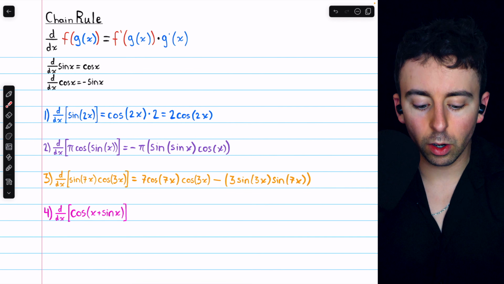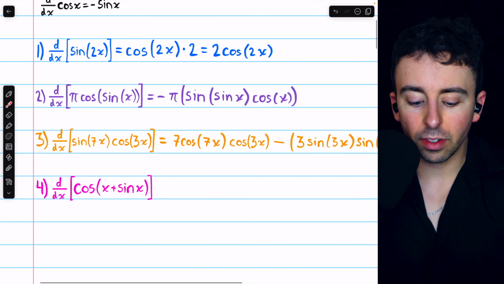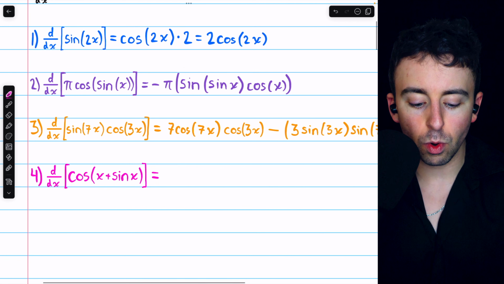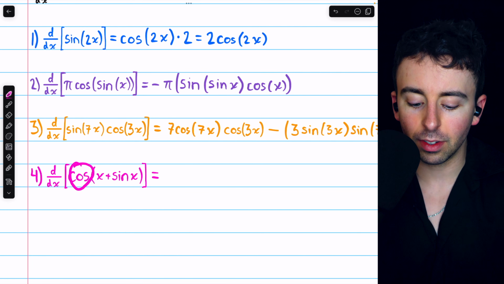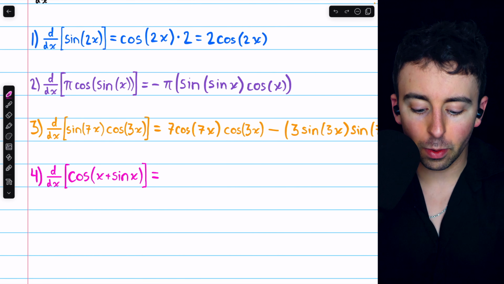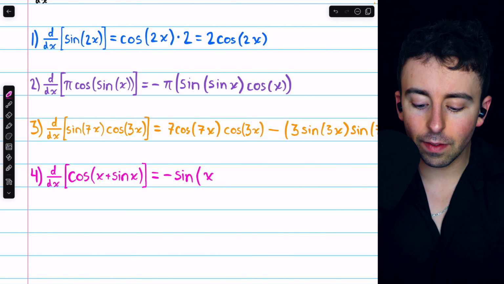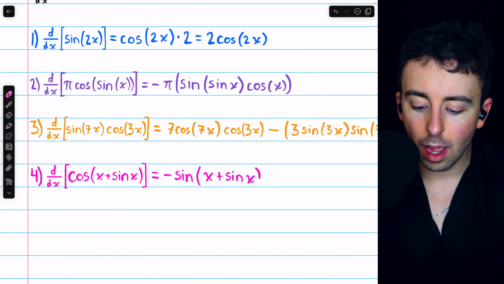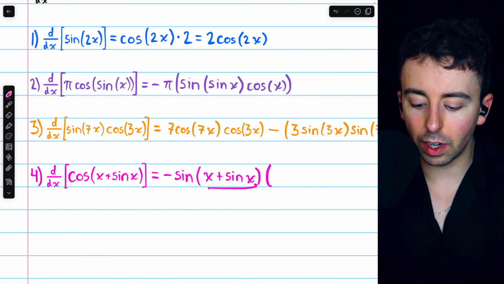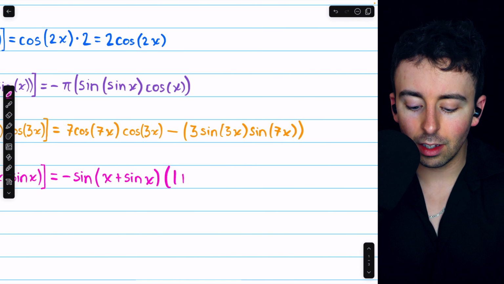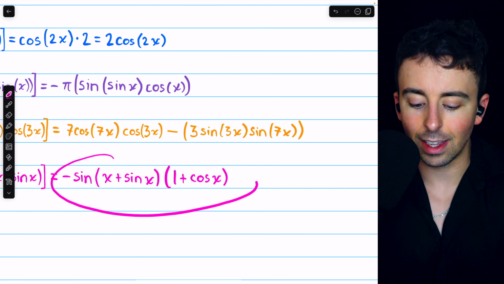Here in problem 4, we have some more chain rule, cosine of x plus sine x. To take the derivative of this, we begin with the derivative of the outside function. The derivative of cosine is negative sine, so there's that, and we want to leave that inside function, x plus sine x, unchanged. But then we must multiply by the derivative of that inside function. The derivative of x plus sine x is 1 plus cosine x, and so that is the derivative.